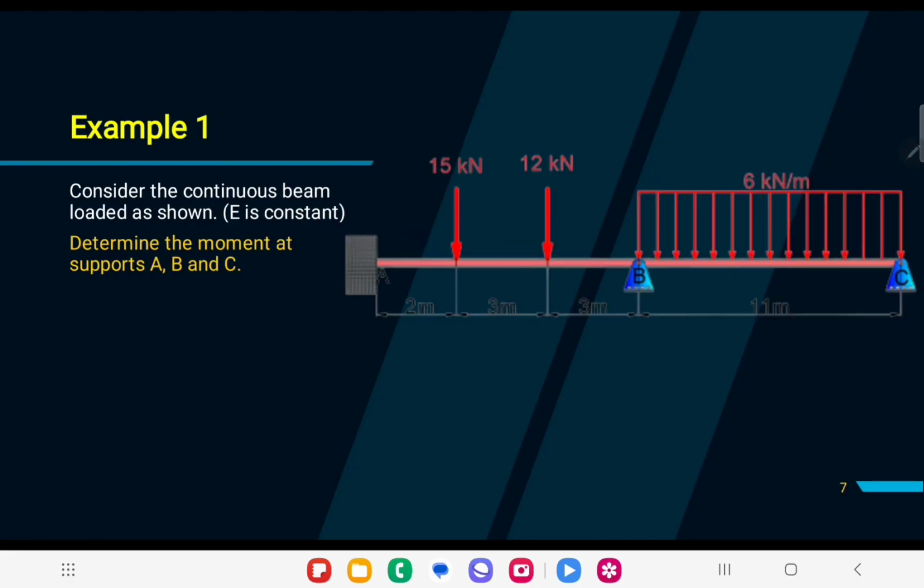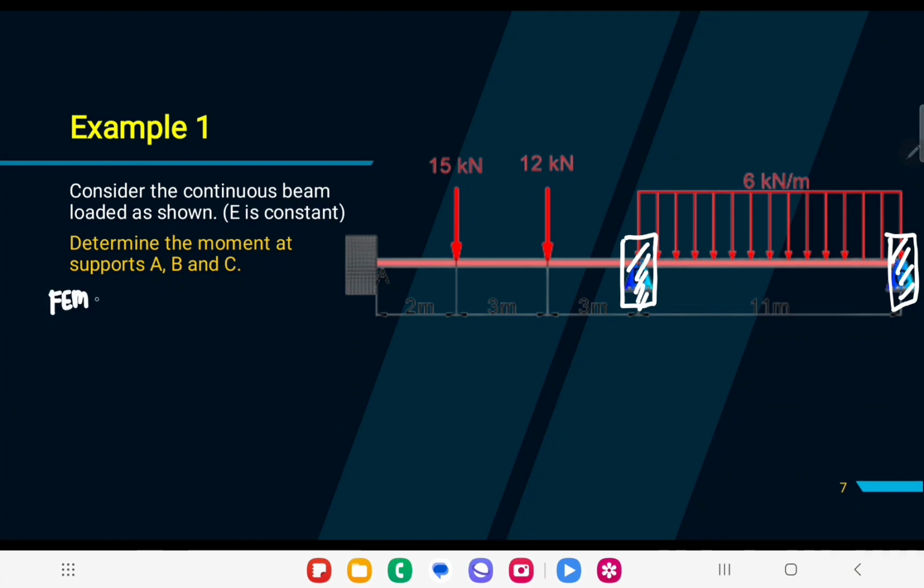So, example 1: consider the continuous beam loaded as shown. Our E is constant. So EI should be constant, that was a mistake. Determine the moment at supports A, B, and C. The first thing we will do is to lock all the non-fixed support. And then after that, we have to solve for the fixed-ended moment between these two spans. First is within span AB.